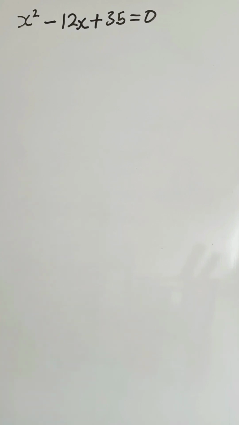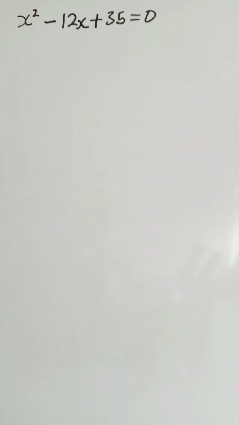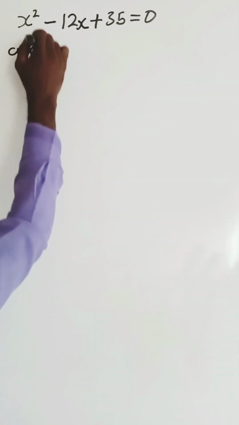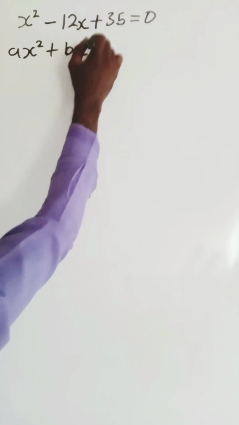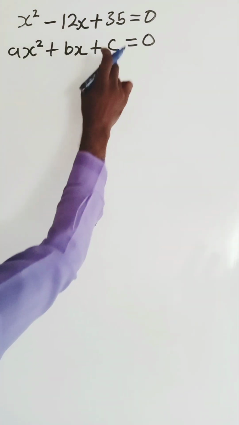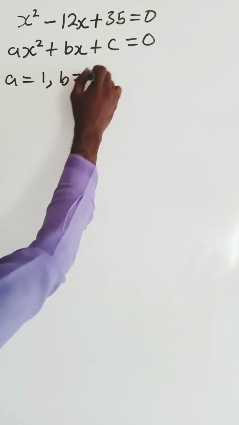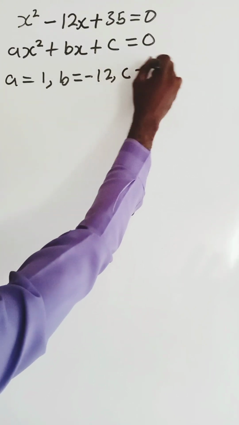Now let's solve this quadratic equation on the board using the general quadratic formula: x squared minus 12x plus 35 equals 0. The first thing you do is compare this equation to the general form of a quadratic equation, which is ax squared plus bx plus c equals 0. By direct comparison, you find that a equals 1, b equals minus 12, and c equals 35.